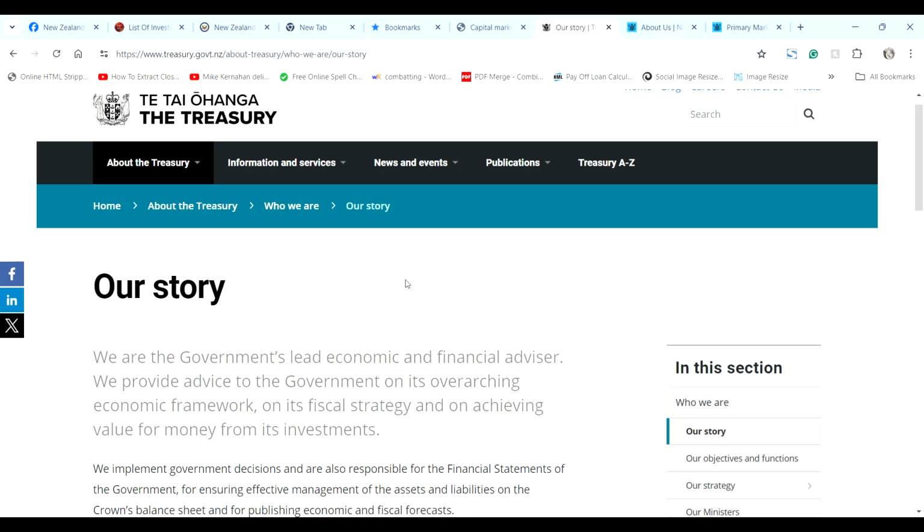Welcome to the New Zealand Treasury, who are the government's lead economic and financial advisor, who provide advice to the government on its overarching economic framework, on its fiscal strategy, on achieving value for money from its investments. We implement government decisions. I would suggest it's more like the government implements Treasury decisions, and are also responsible for the financial statements of the government, for ensuring effective management of assets and liabilities on the Crown's balance sheet, and for publishing economic and fiscal forecasts.